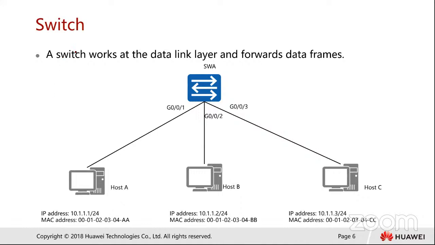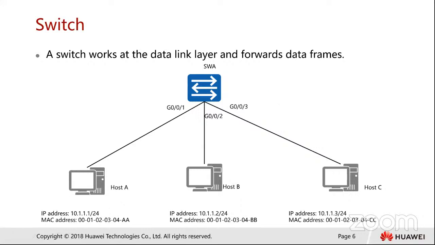What I want to highlight here is that the switch works at the data link layer and it forwards data frames. It deals with MAC addresses. One thing you should take note of, it only forwards packets to hosts within the same network segment, all within the same broadcast domain, all within the same virtual LAN network. So the switch only works in that aspect.